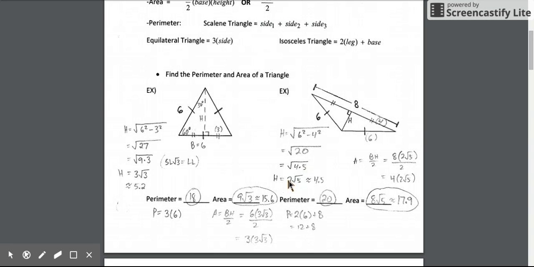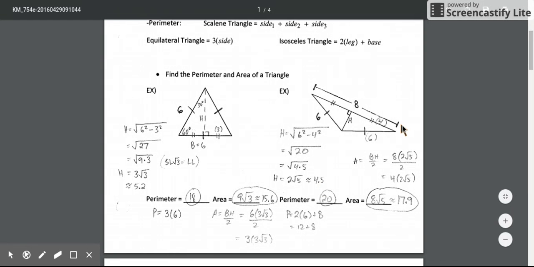And in doing so, we could use radical form, 2 times the square root of 5, or about 4.5. Now that we have our height and our base, we can multiply them together and divide by 2 and get either 8 times the square root of 5 or its decimal approximation, about 17.9. We have enough information to find the perimeter. These two sides are equal, so 6 plus 6 plus 8 gives us the distance around the triangle, which is 20.